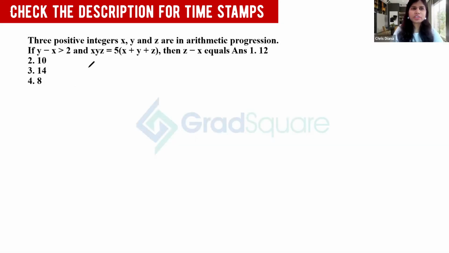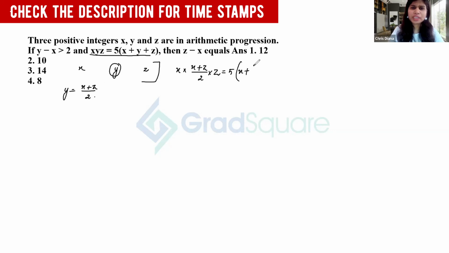There are three positive integers x, y, and z, and they are in arithmetic progression. So I can say that y is going to be the arithmetic mean of these two numbers. So y is equal to x plus z divided by 2. Now let's try to substitute this in the next expression that has been given. So I know that x into y, okay, so y is nothing but x plus z divided by 2, into z should be equal to 5 into x plus y, which is again x plus z divided by 2, plus z.